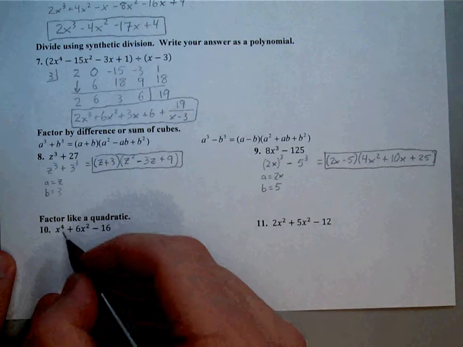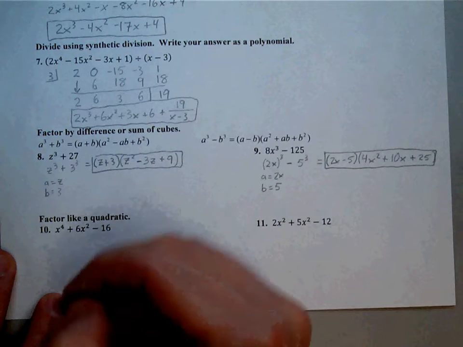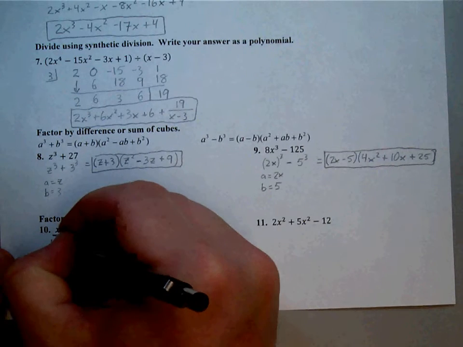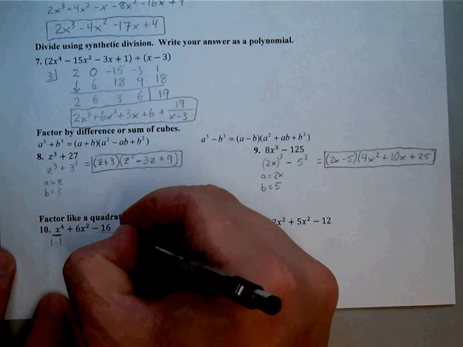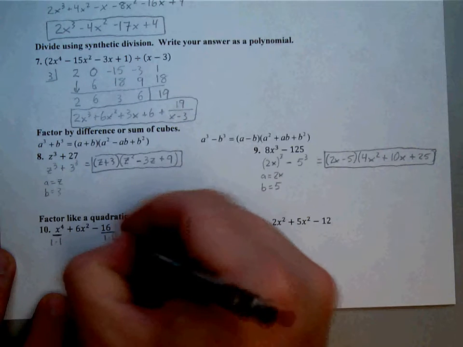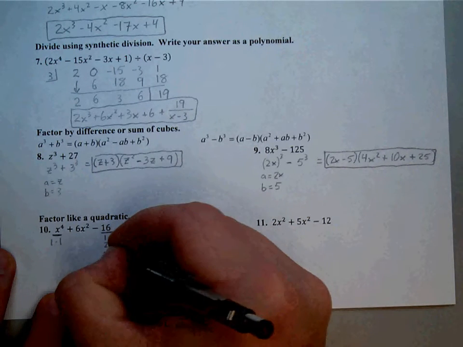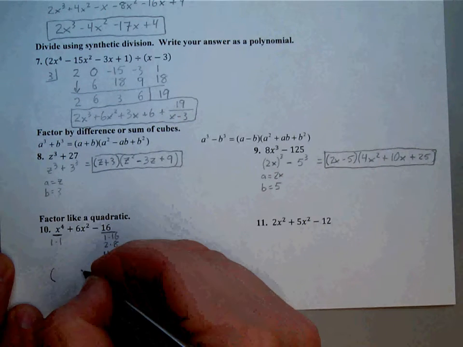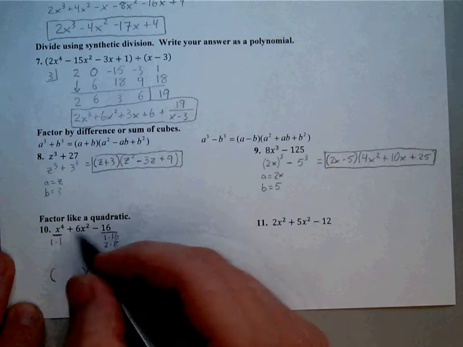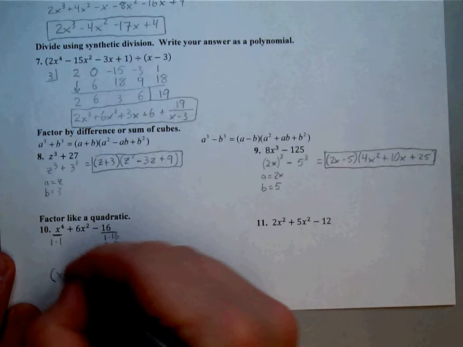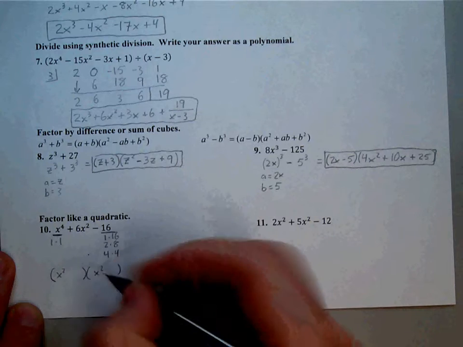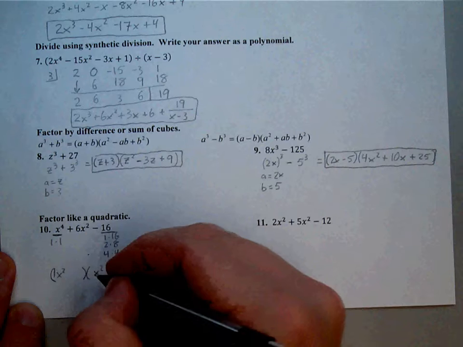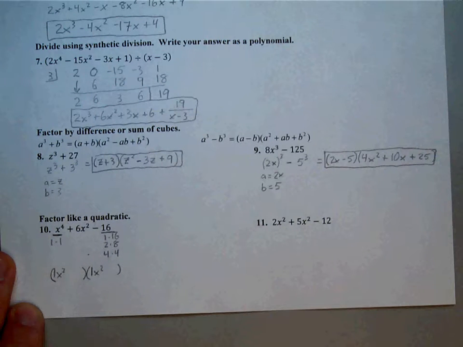Number 10, factor like a quadratic. It is an x to the 4th, notice that. It is a 1x to the 4th, though. 1 comes from 1 times 1. And look at the last term, the 16, that comes from 1 times 16, 2 times 8, or 4 times 4. Because of the x to the 4th, I'm going to go with an x squared and an x squared. And we know the first coefficients are 1 and 1. So if you want to write in your 1 and your 1, you certainly may. You can write 1x squared, 1x squared.